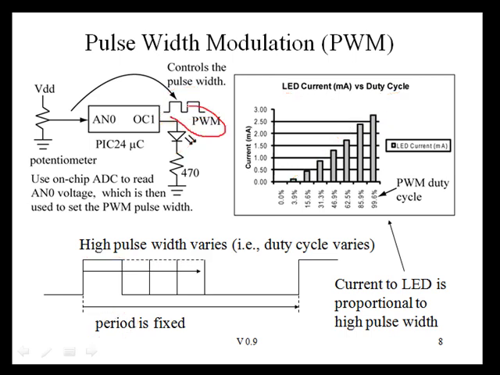We're going to experiment with PWM by using the output compare module to generate this PWM signal, and we'll control the width of the PWM signal by reading a voltage generated by a potentiometer via the PIC24 ADC and allow this voltage to control the width of the PWM signal. So as we change or lower this voltage, this pulse width will increase and decrease.